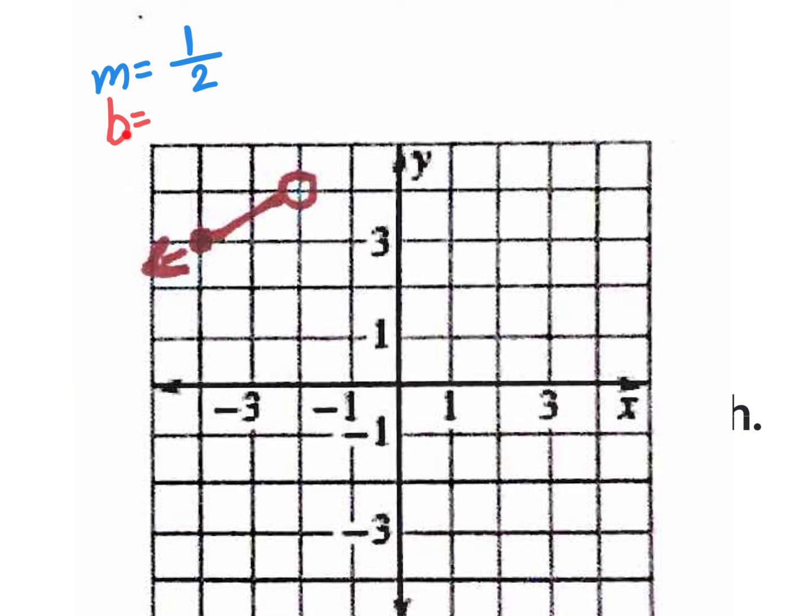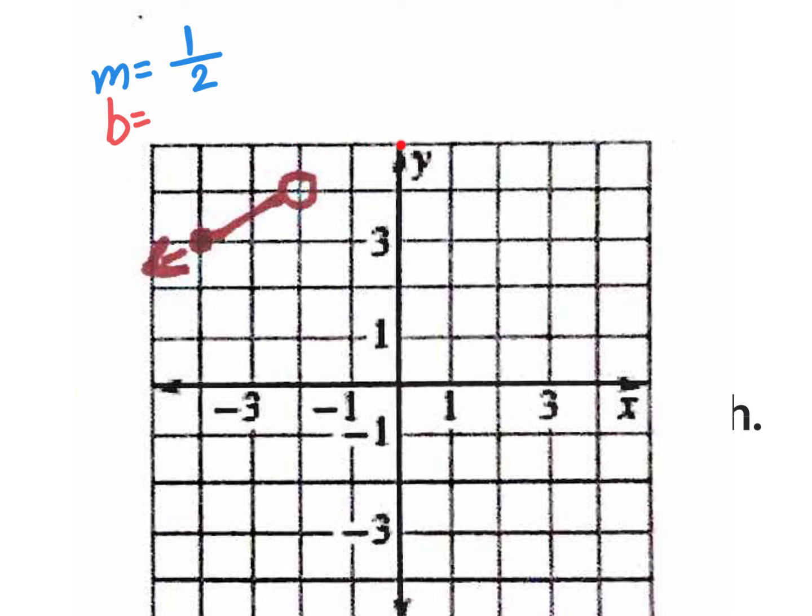Now, what is the b value? The b value is where it crosses the y-axis. Here's the y-axis. So where does this line cross the y-axis? Well, it doesn't, but you've got to pretend that it does. So let's continue with the same pattern of going up 1 over 2, up 1 over 2.